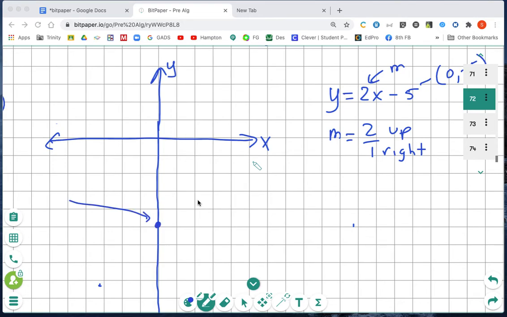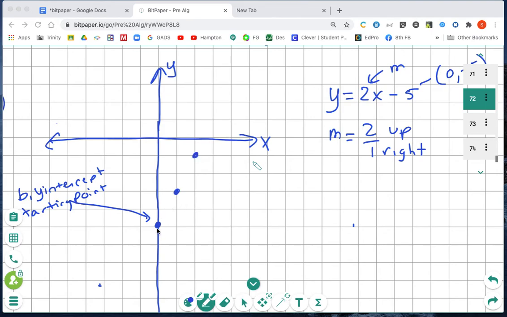This is our b. This is our y-intercept. And this is our starting point. Now we're going to use our slope. We're going to go up 2 to the right 1. Up 2 to the right 1.